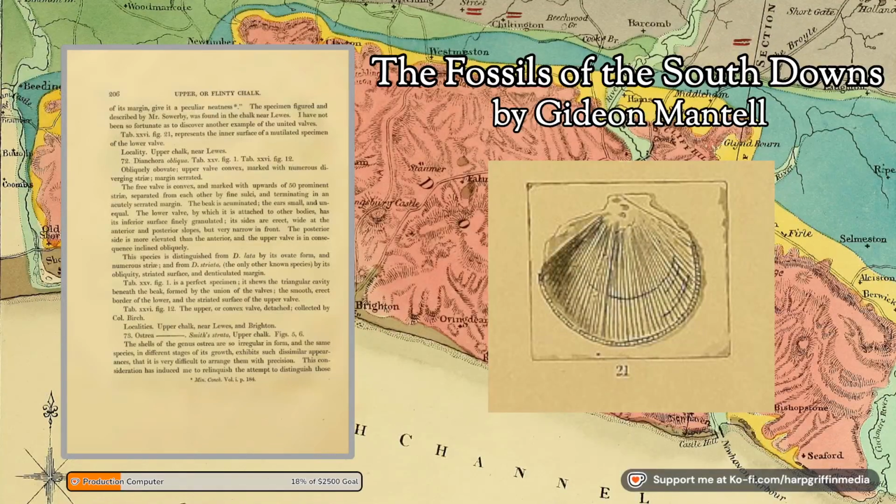The specimen figured and described by Mr. Sowerby was found in the chalk near Lewes. I have not been so fortunate as to discover another example of the united valves. Tablet 26, Figure 21, represents the inner surface of a mutilated specimen of the lower valve. Locality: upper chalk, near Lewes.